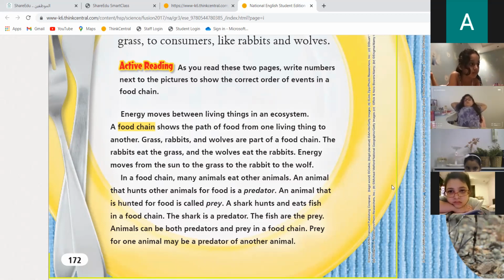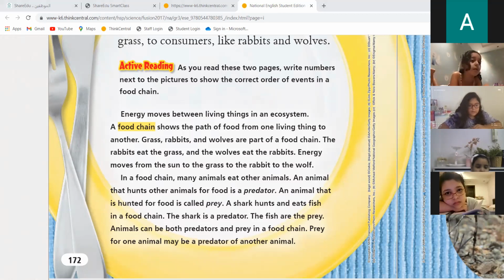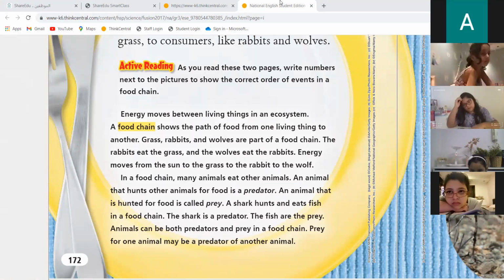Okay, girls, let's underline the word food chain. Food chain. Can you hear me, guys? Yes, your sound is very clear. Yes, Miss, we can hear you. Very good.